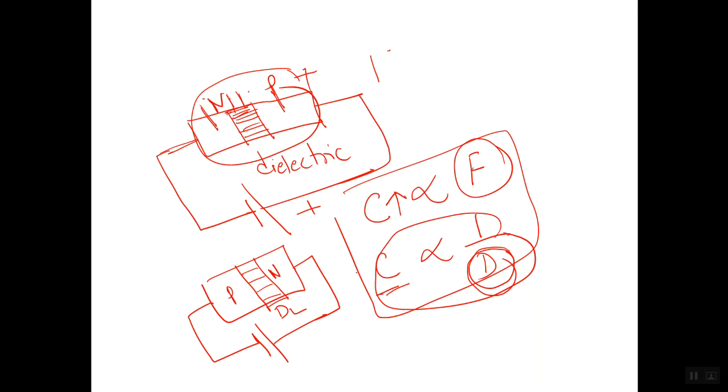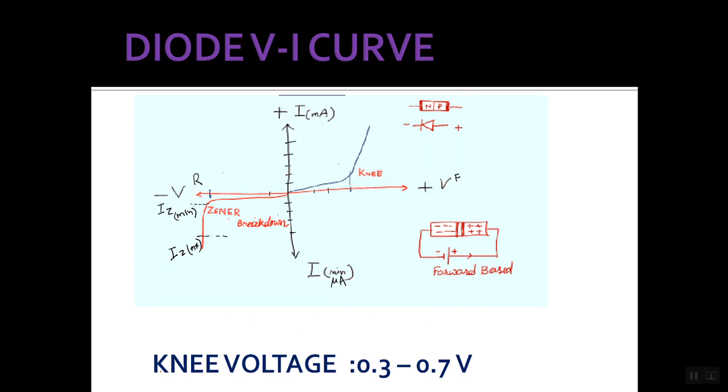Now let us see the next behavior of a diode, that is the current flow in this diode when we apply the voltage: how current flows, how current increases or decreases, and how it behaves. Just see in this slide. Now see, this graph looks very nice, a bit hazy also.